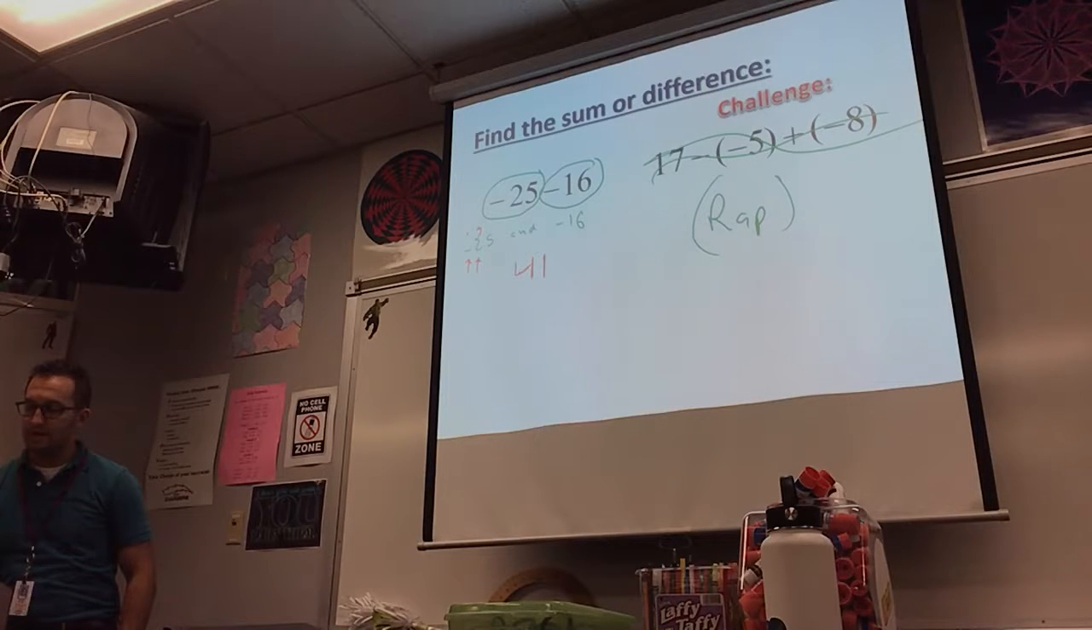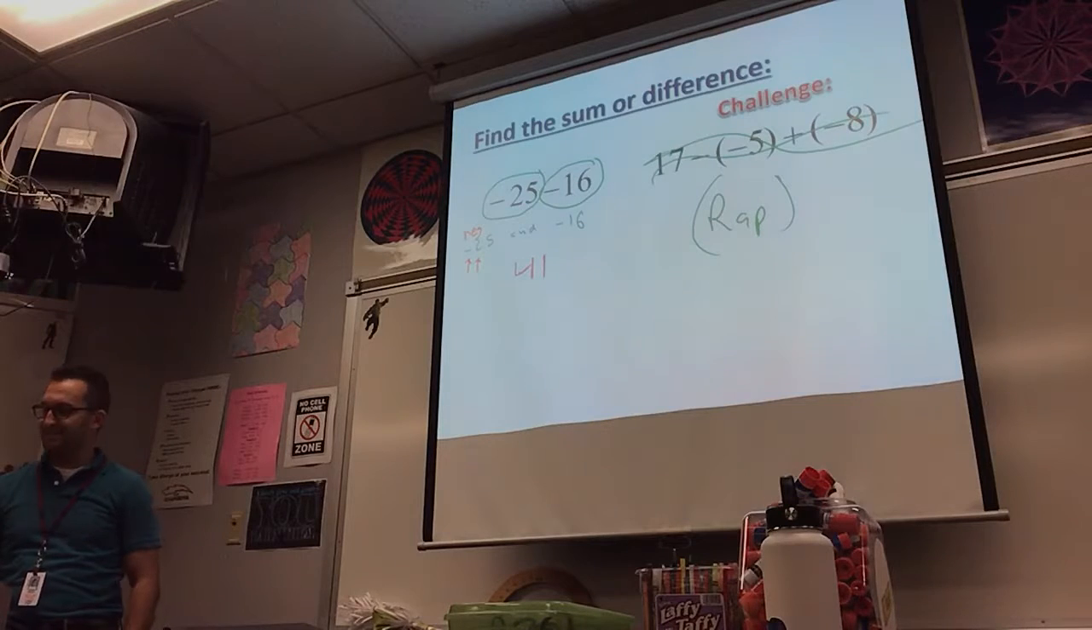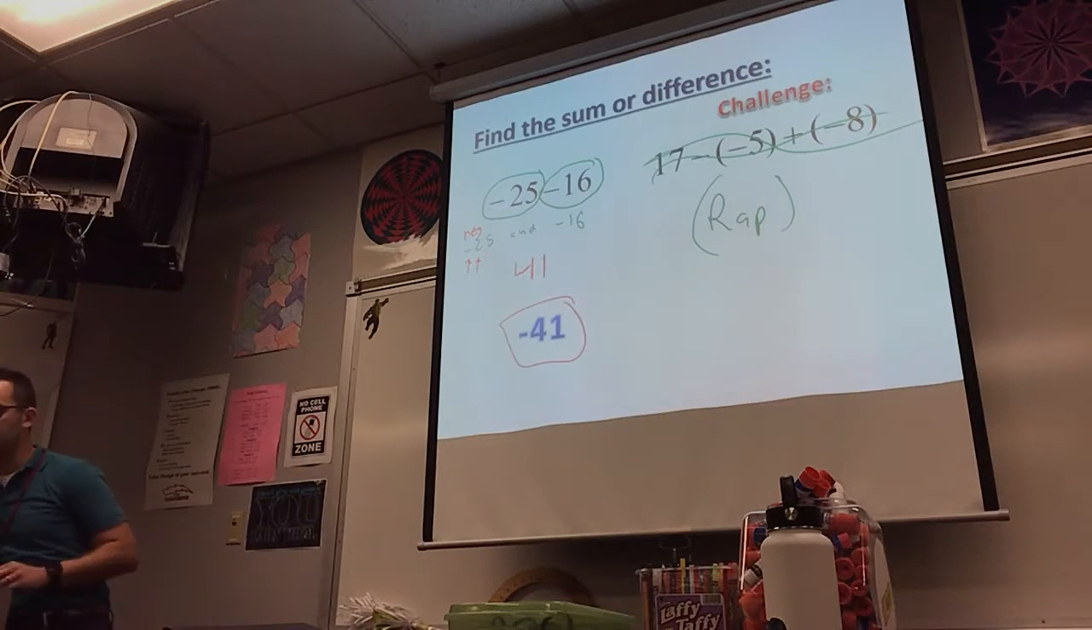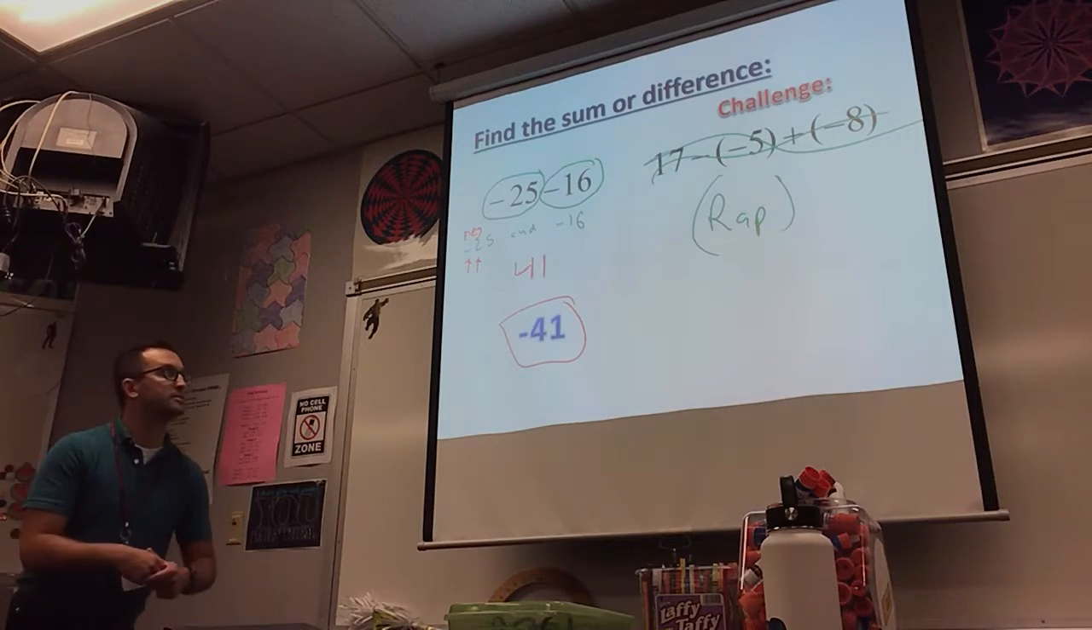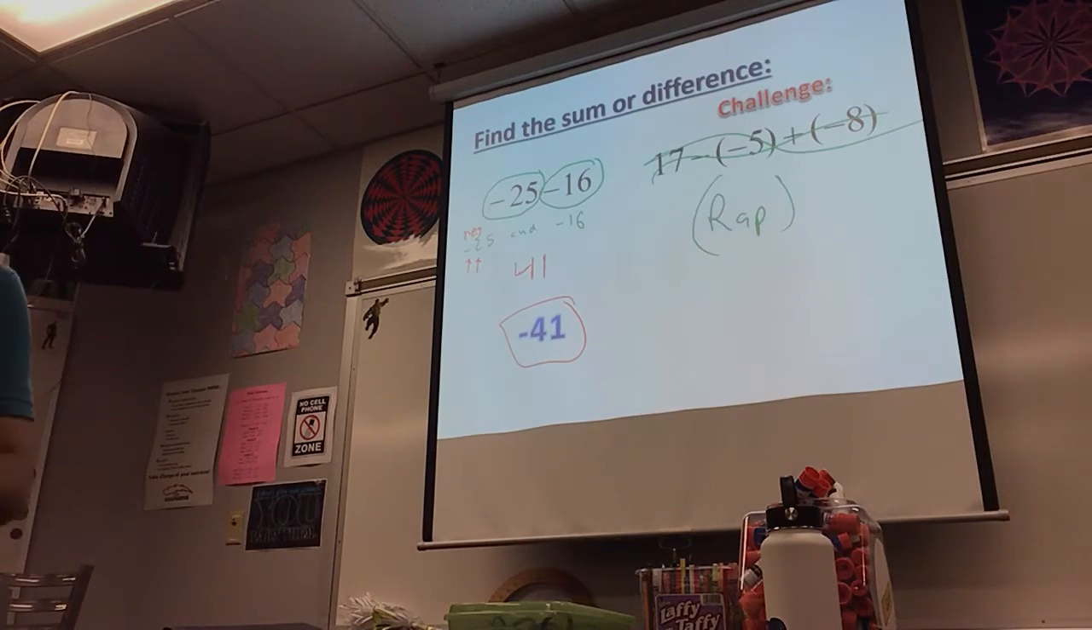I'm trying to write negative, but it won't let me. Oh, I hate when it happens. Got it. So it's negative, and I get negative 41. That's close enough. Okay? It looks like red. Yeah, it does.